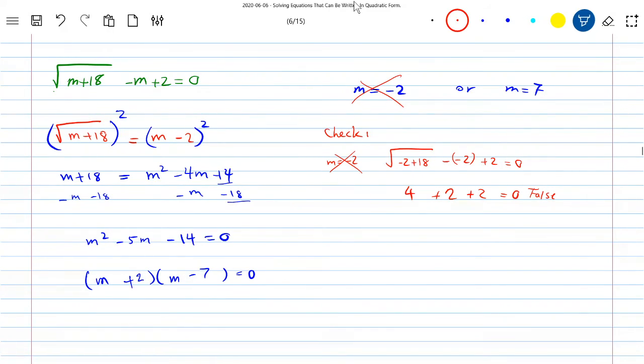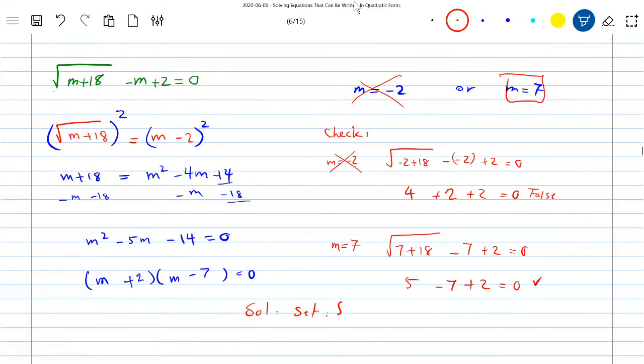What if I try m equal to 7? What do I have? Square root of 7 plus 18 minus 7 plus 2. Is it equal to 0? 7 plus 18 is 25. Square root of 25 is 5. So I have 5 minus 7 plus 2 equal to 0. In this case, yes, this is a true statement. So m equal to 7 is the solution. So my only solution set is 7.